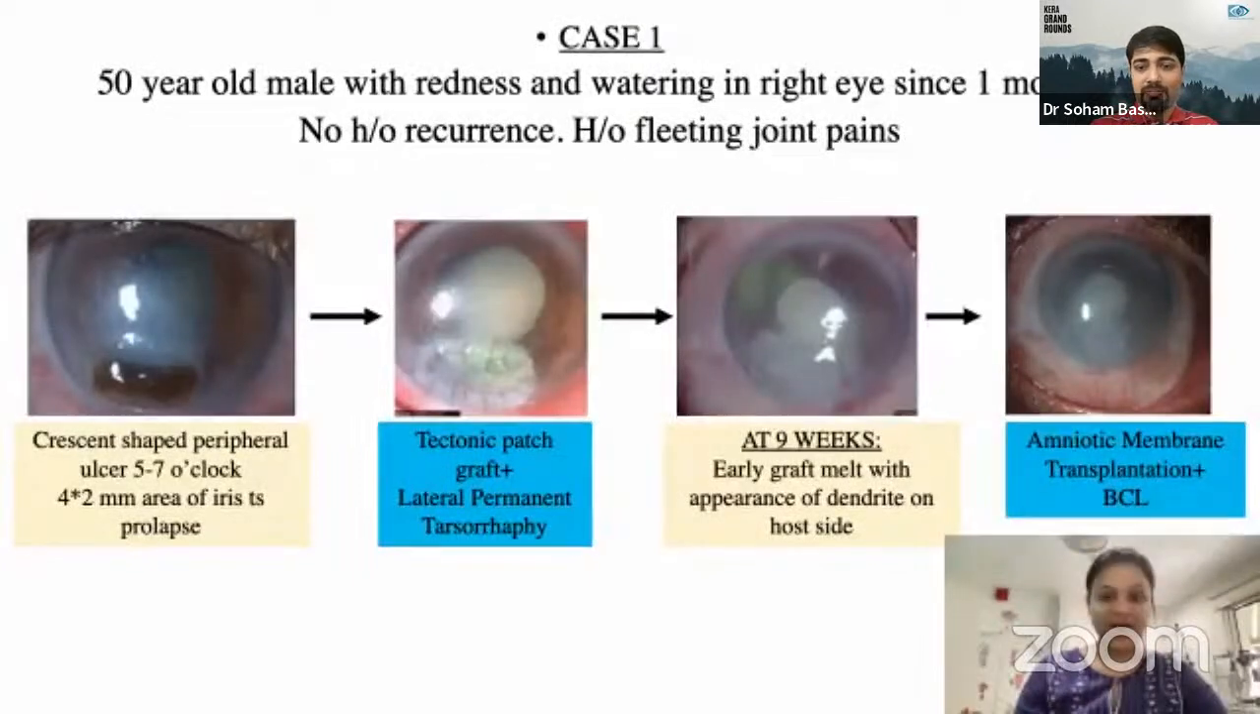Good evening everyone. I'm Dr. Manvi, very thankful to the Cornea Society of India for providing me with the opportunity. I'll be presenting a few cases where HSV was a masquerade for us.